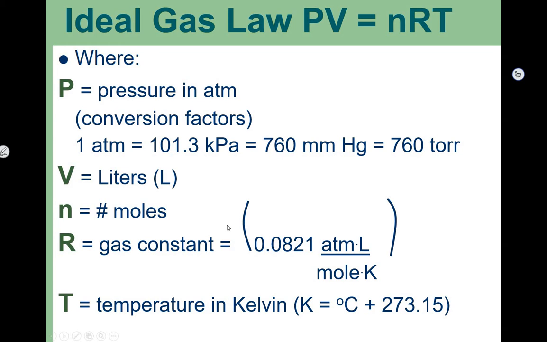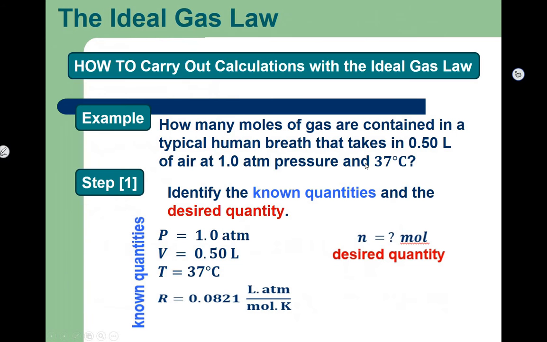Okay, moving forward, let's try a problem with this. All the gas law problems are going to be story problems. So get used to reading and pulling out what you need and converting it right away. So how many moles, n equals question mark, of gas are contained in a typical human breath? So that takes in 0.5 liters, that's a volume, of air at 1.0 atmospheres, that's a pressure. And 37 degrees Celsius, that's a temperature.